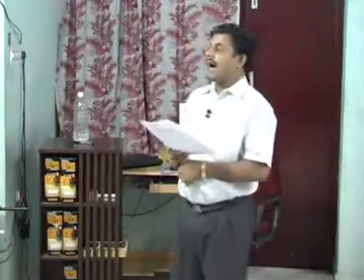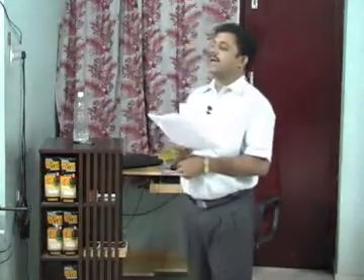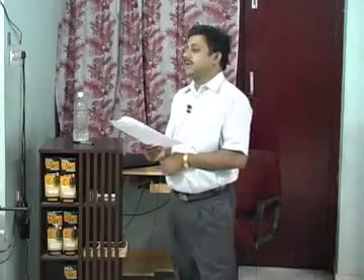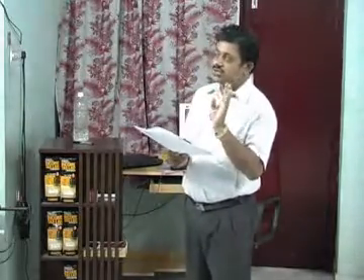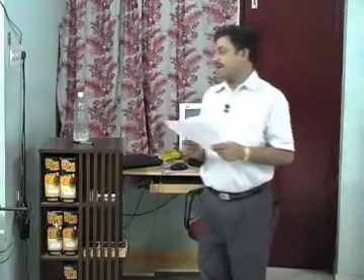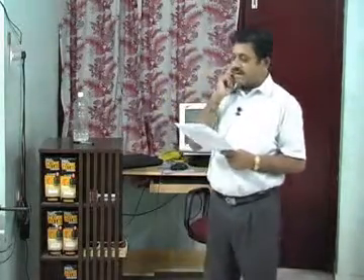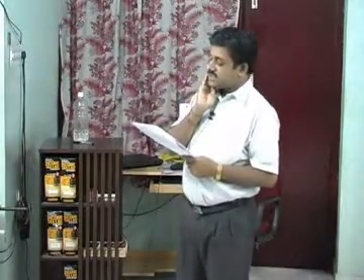Then accrued interest. Accrued interest is to be calculated for how many months, friends? 3 months. How? 30th June is the last due date, so July, August, September. So for 3 months accrued interest is to be calculated. So 1 lakh into 10% into 3 by 12 is 2,500.